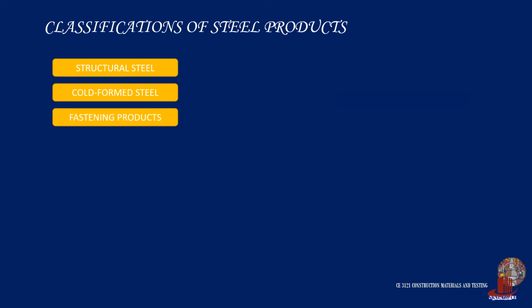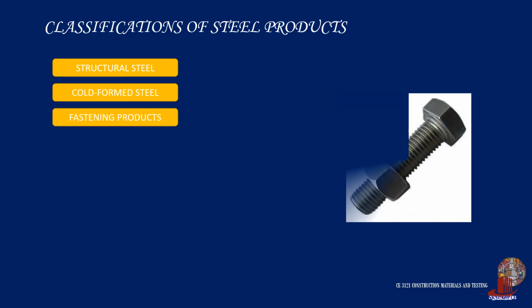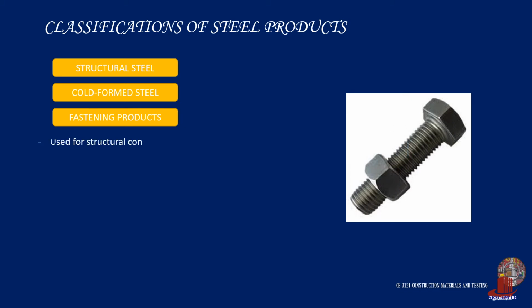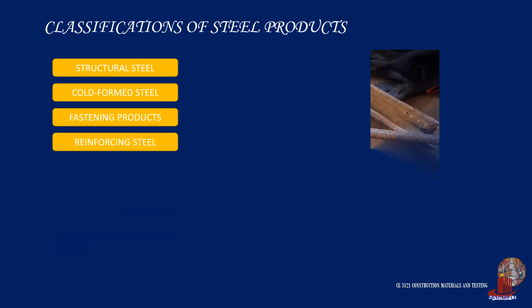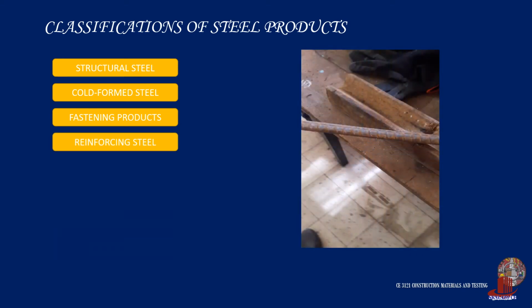Fastening products are small connectors including bolts, nuts, and washers. Reinforcing steel, or what is more termed as rebars, are steel products mostly used in steel reinforcement. So these are the major classifications of steel products, while there are miscellaneous products used for forms.